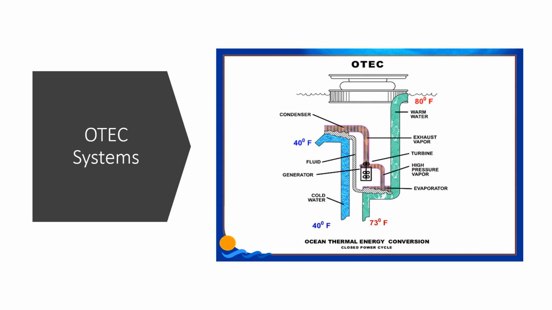Okay, ocean thermal energy conversion, OTEC. In this diagram, we are highlighting the temperature values: 80, 40 degrees Fahrenheit, and 73 degrees Fahrenheit. So we can clearly see the temperature differences. This is low temperature, and that's high temperature.